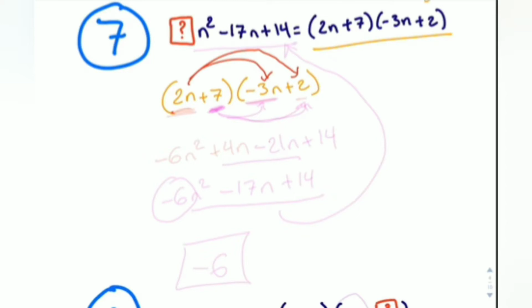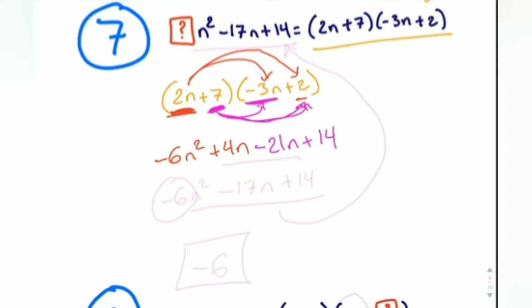Okay, so 2n times negative 3n is negative 6n squared. Now 2n again times 2 equals plus 4n. Now we must do exactly the same thing with the second term. So this term we're gonna multiply to here, and then we're gonna multiply to here. So 7 times negative 3n is negative 21n. And then we must do positive 7 times 2 equals plus 14.